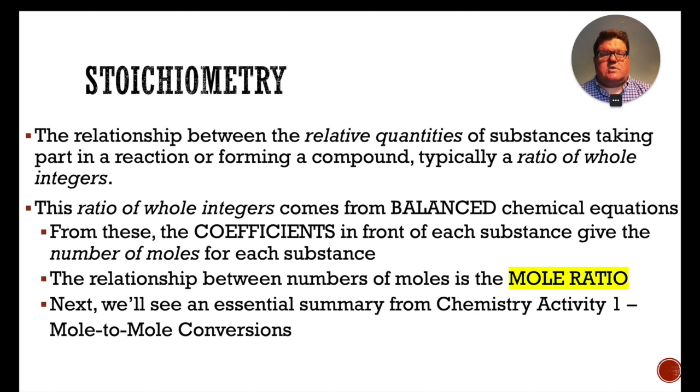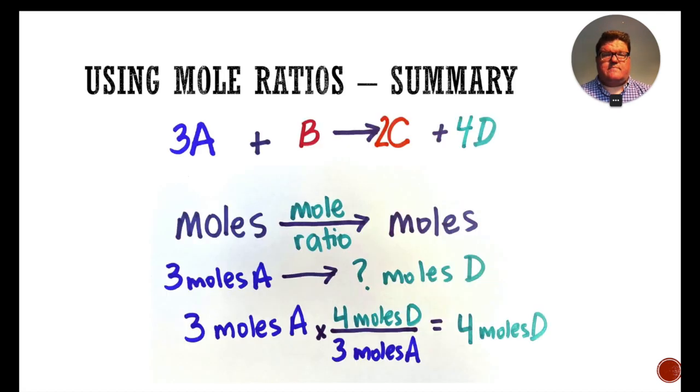Next we'll see a very short summary from Chemistry Activity 1 dealing with mole-to-mole conversions. So in this fictitious reaction, we have 3A reacting with 1B to form 2C plus 4D. In order to go from moles of anything in this reaction to moles of something else, we need to have the mole ratio between the two substances in question. For example, if I wanted to turn 3 moles of A into a certain number of moles of D, then I would need to use the mole ratio that you see there at the bottom.